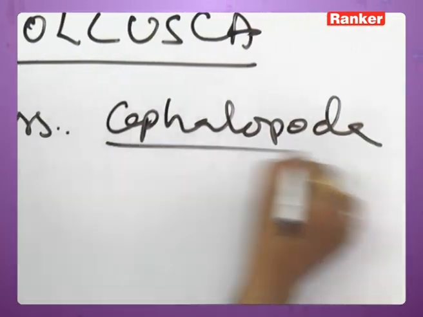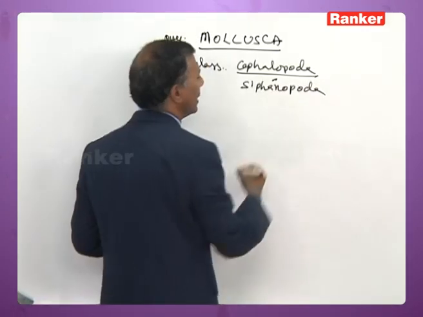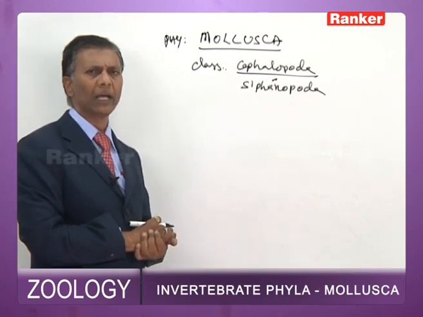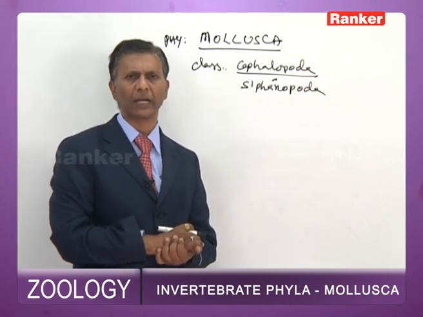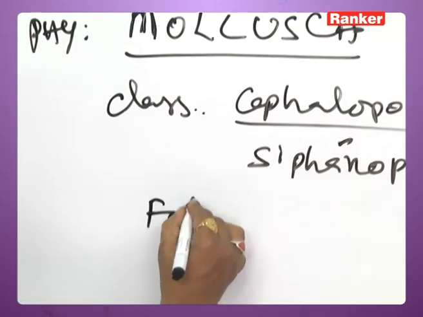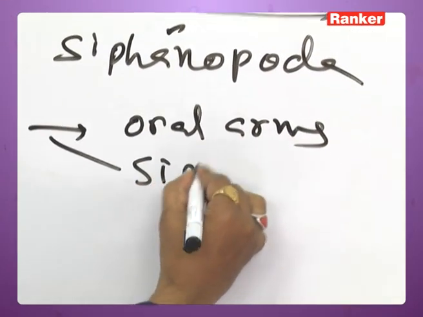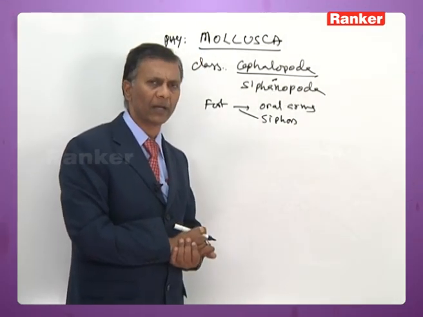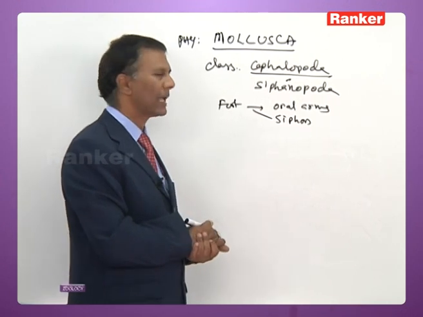The next one is class Cephalopoda, which is also called Siphonopoda. Cephalopoda is the most evolved group of Mollusca. All of them are exclusively marine. Cephalopoda includes devilfish, cuttlefish and squids. In Cephalopoda, the foot is modified into oral arms and siphon. Eight or ten oral arms are present, and the siphon helps in locomotion by siphoning water.